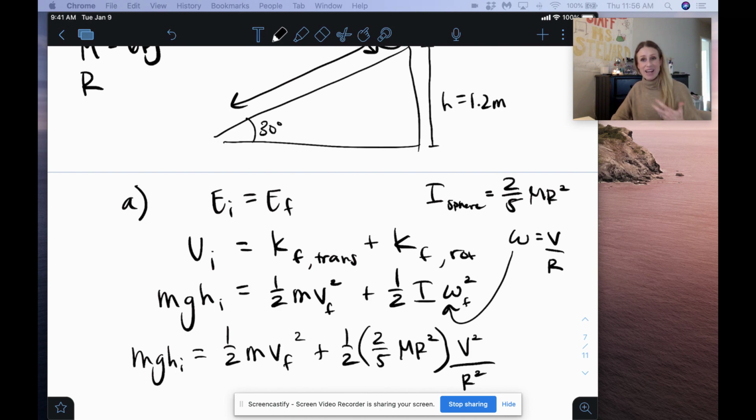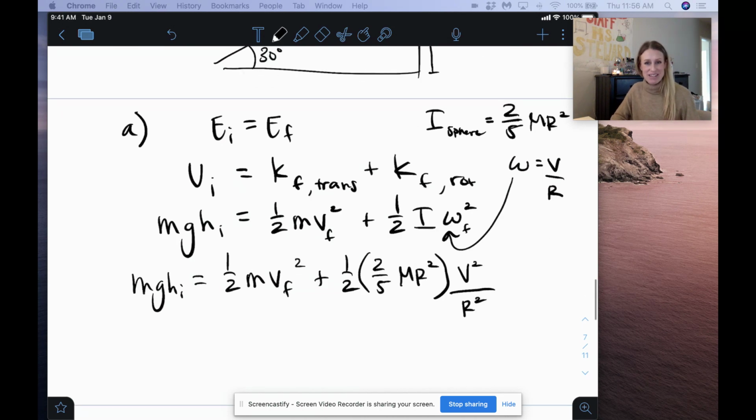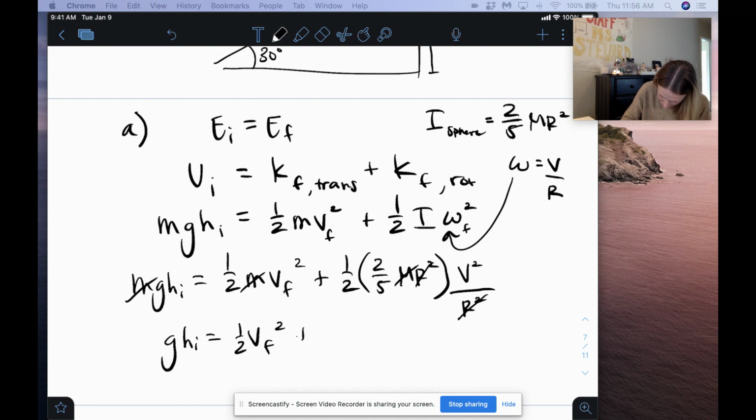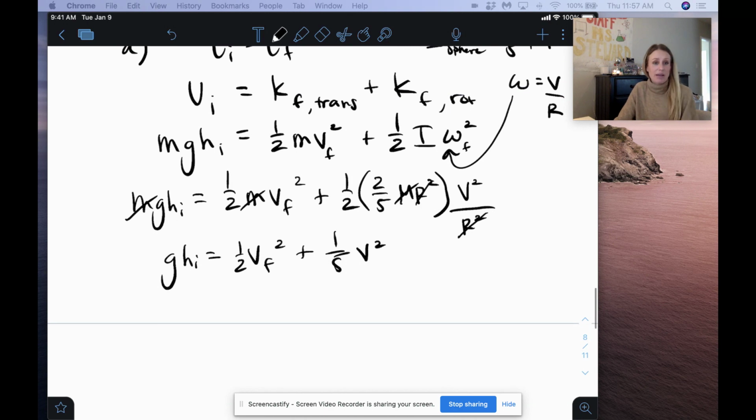So you can see why they don't give us a radius here: the radius cancels out. We get r squared here that cancels out with the r squared there. And then simplifying, we can also see that there's a mass in every term, so all the masses are going to cancel out as well. So we end up getting gh initial equals 1/2 v final squared plus 1/2 times 2/5, which is 1/5, times v squared.